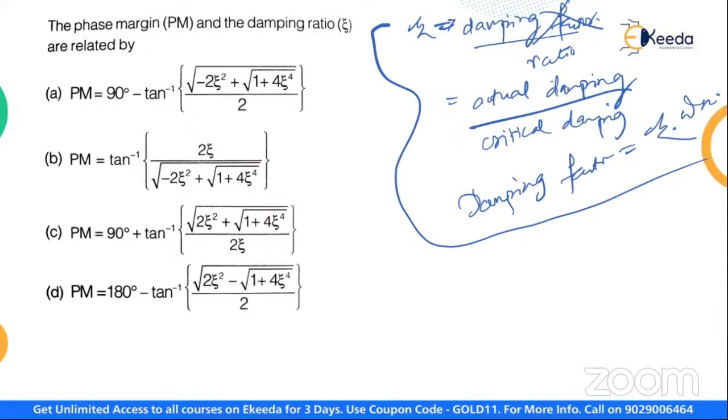What have they given? They have given that phase margin and the damping ratio zeta are related by... Basically, they are asking you the formula. Let us try to derive the formula.